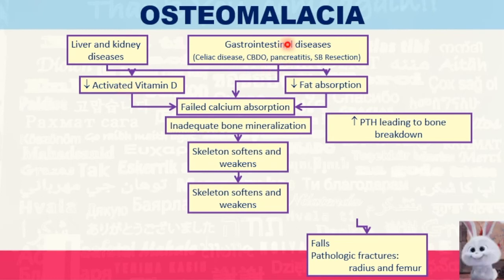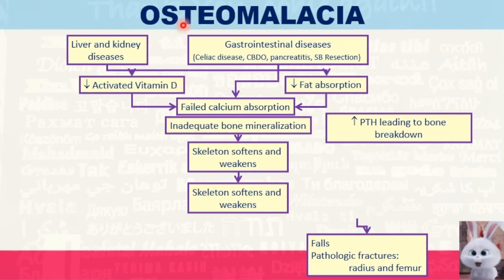Other than that, your GI diseases. GI diseases could be your inflammatory bowel diseases, surgery, celiac disease, CBDO, which is common bile duct obstruction. Common bile duct obstruction would lead to problems in the metabolism of fats because your bile could not metabolize the fats. Then your pancreatitis, okay, which would also lead to damage of your pancreas, which is vital also for fat metabolism, and then your small bowel resection. Okay, your GI diseases here could lead to decreased fat absorption.